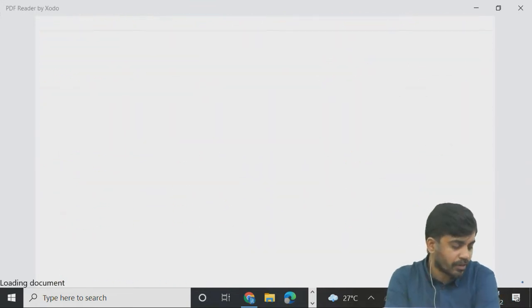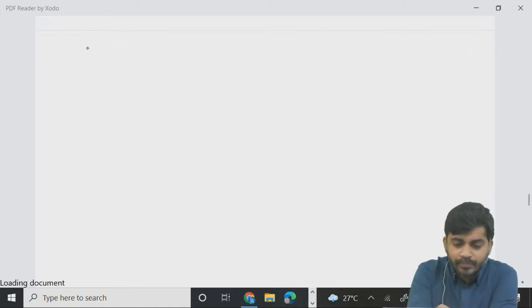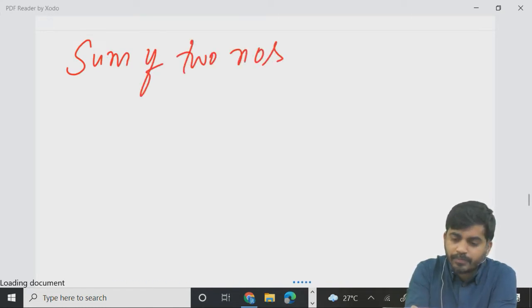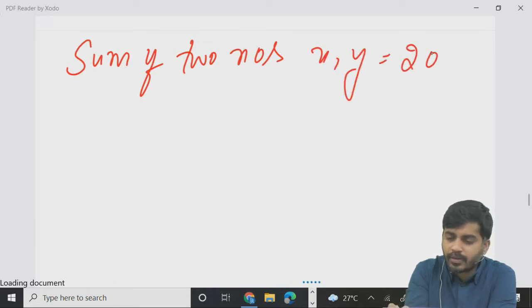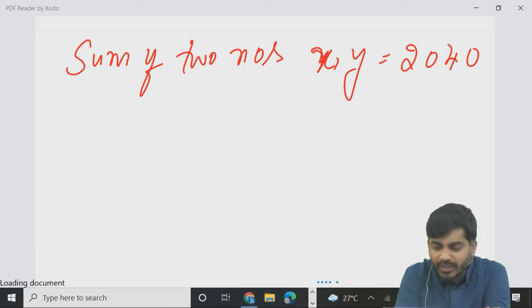Last question on HCF. Note down this. Sum of two numbers x, y is 2040. Say there are two numbers x and y. Sum is equal to 2040.